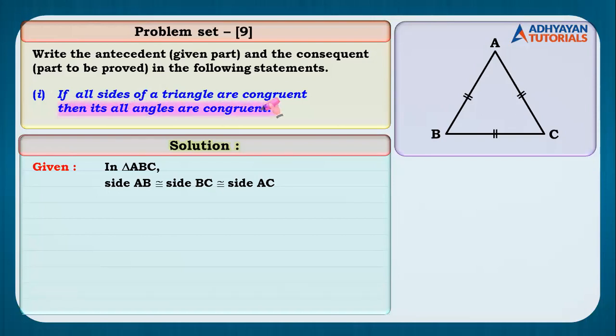Next, the part which is to be proved. Then what is the to prove part here, children? All angles are congruent. That means it has to be angle A is congruent to angle B is congruent to angle C. Now in this case, the figure is not compulsory, but without it, you cannot just write down given and to prove, right? So kindly copy the figure along with given and to prove part in the solution. I'll give you a minute for copying the figure and the solution.